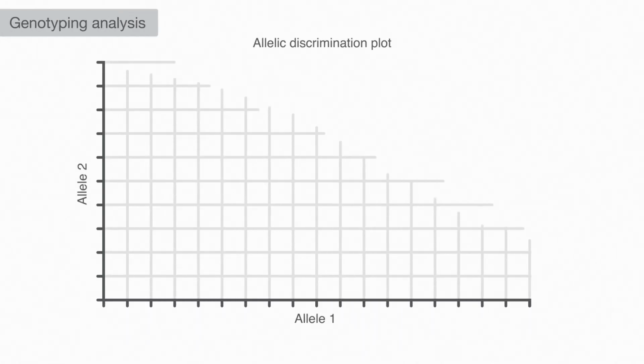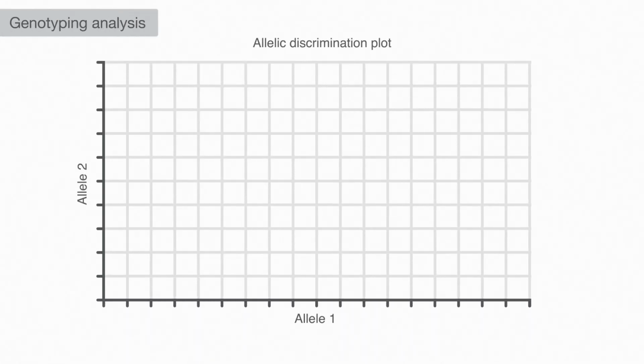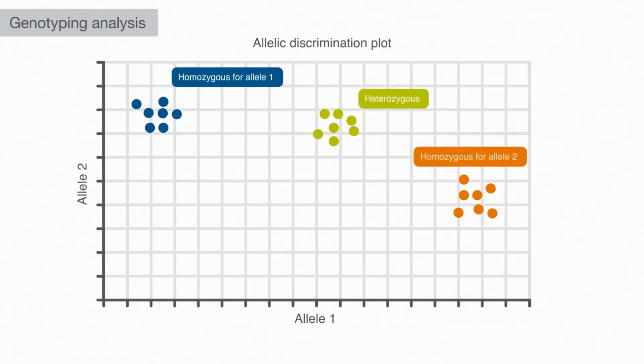Well, what about experiments that aren't quantitative? The real-time system has you covered there as well. Perhaps most notable is the allelic discrimination assay, which detects specific single nucleotide polymorphisms in DNA samples, and then segregates those based on their homozygous or heterozygous genotypes.